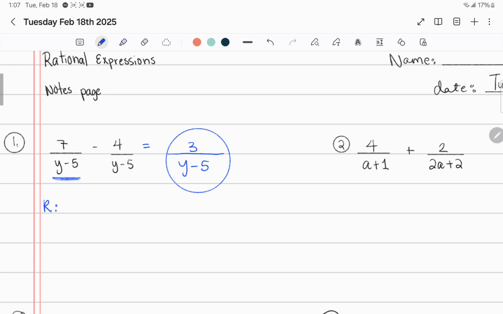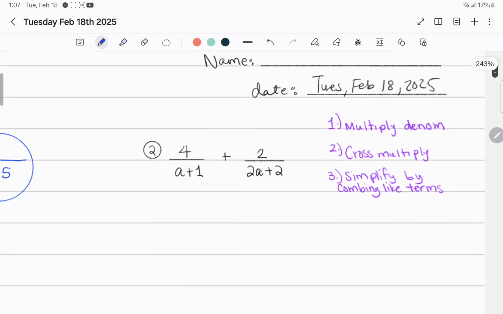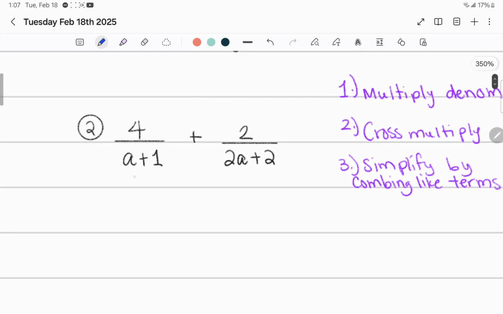So you will have to give me your restrictions. So our restriction here is y cannot equal 5. Remember that it's the opposite. So if it's negative, it cannot equal the opposite, which is positive 5. So that's the restriction for that one. For over here, let's do our restrictions real quick. Opposite of positive 1 would be negative 1, right?